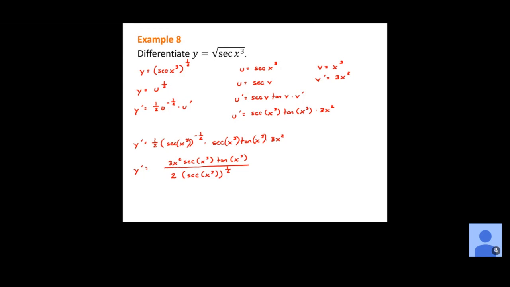And in this case, the only other thing you could do, if you wanted to combine those secant x cubes, you could, and just have a secant x cubed to the 1/2 in the numerator and cancel out the 1 in the denominator. Not necessary, but if you wanted to combine them, it is a possibility since everything's just multiplication and division here. Any questions on that one?